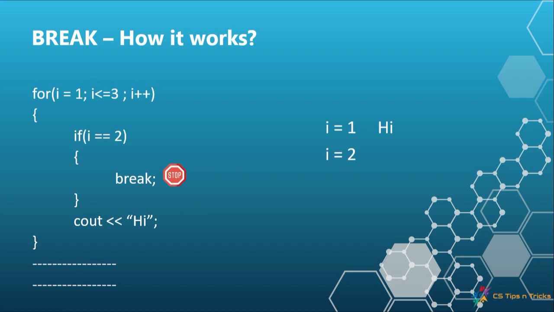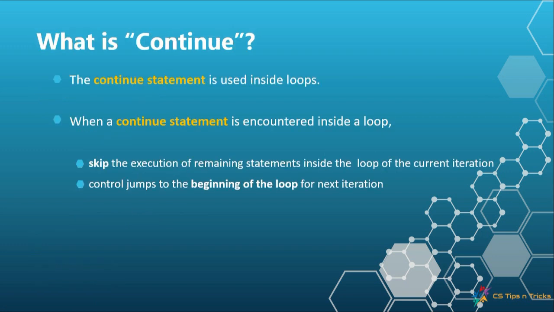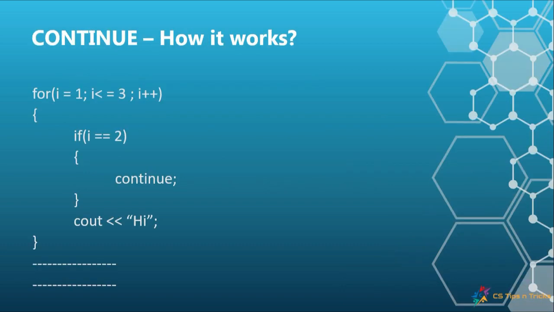Next we can see the second topic, that is the continue statement. The continue statement is also used inside the loop. When a continue statement is encountered inside a loop, it skips the execution of the remaining statements in the current iteration, and the control jumps to the beginning of the loop for the next iteration. Next we can see the working of the continue statement.